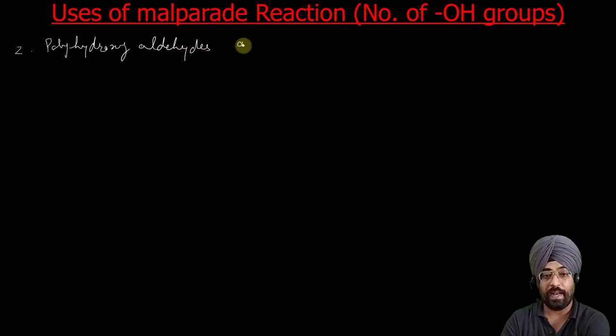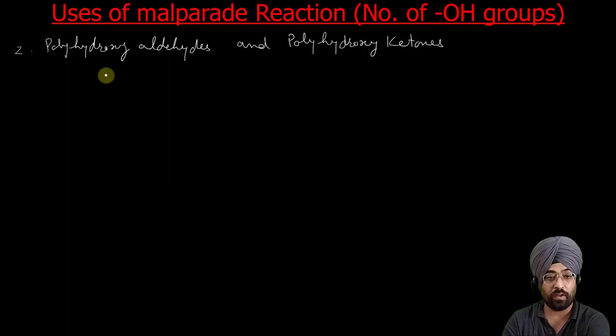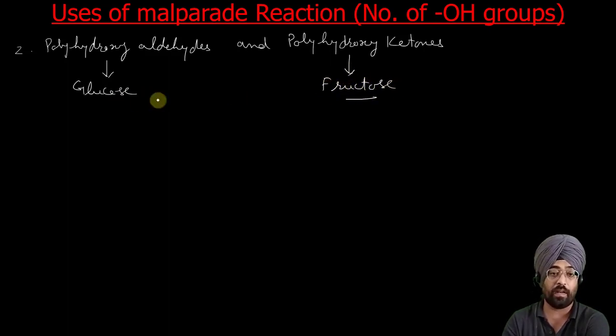Second case is for polyhydroxy aldehydes and polyhydroxy ketones. A very good example of a polyhydroxy aldehyde is glucose. A polyhydroxy ketone is fructose. We have other compounds, but these are the two most common examples of polyhydroxy aldehydes and polyhydroxy ketones.